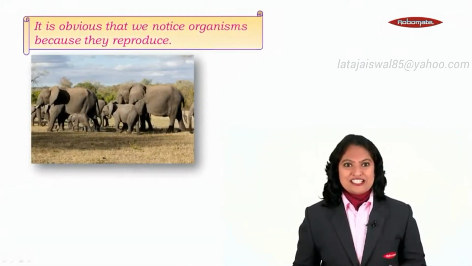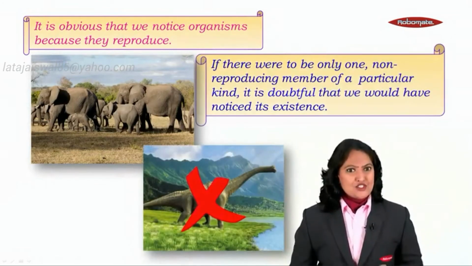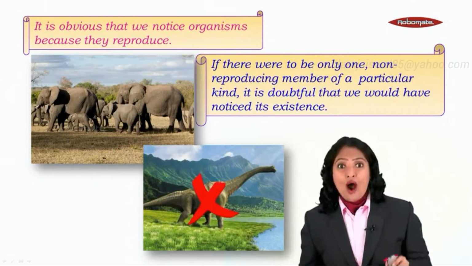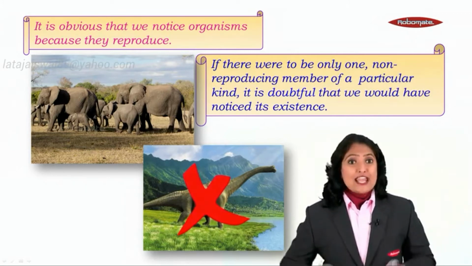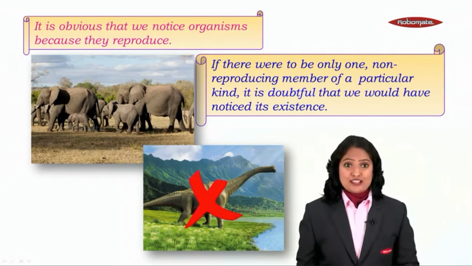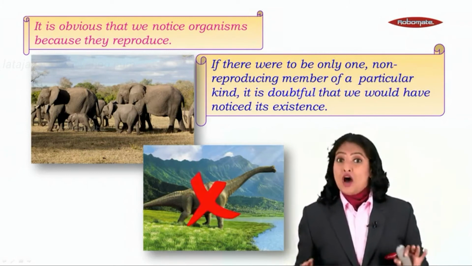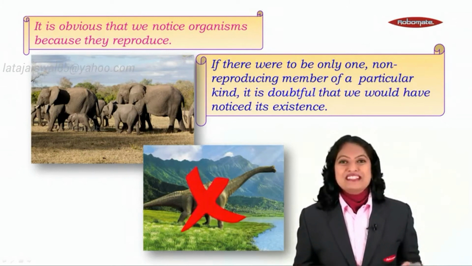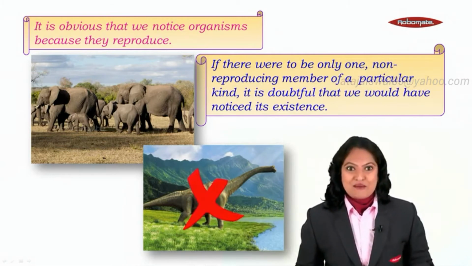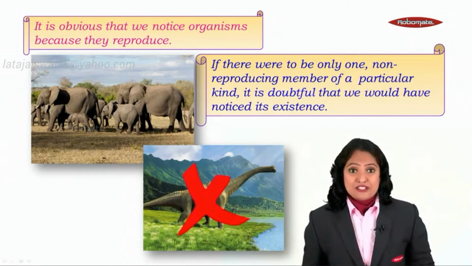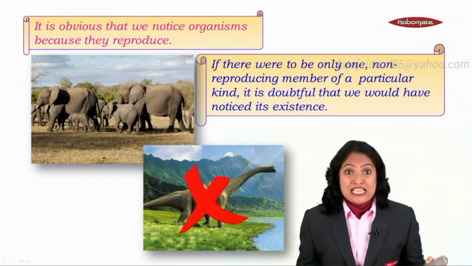Isn't it very obvious that we notice organisms because they reproduce? Imagine, students, if there were only one non-reproducing member of every particular kind. It is doubtful that we would have noticed its existence. Imagine only one human being on this earth, non-reproducing. You and me, we wouldn't have existed at all. Amoeba, a very initial organism to come on this earth, had it not been reproducing, we wouldn't have known amoeba ever existed, or we wouldn't have seen it.